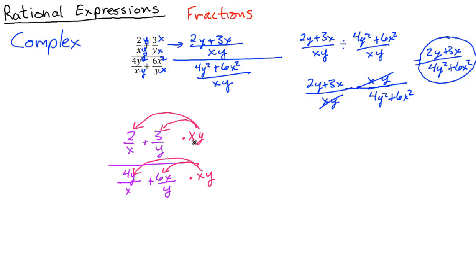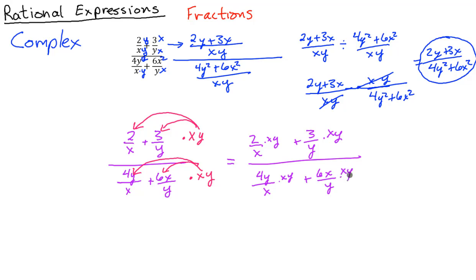So timesing, this is over 1, over 1. So we're timesing the whole big complex fraction by a common denominator on top and bottom. And this is over 1, over 1. So this becomes 2 over x times xy plus 3 over y times xy over 4y over x times xy plus 6x over y times xy. Now people have to be careful. You need to make sure it jumps into both of them, and you understand that xy over 1 over xy over 1 is 1. Why this is not changing this fraction at all.